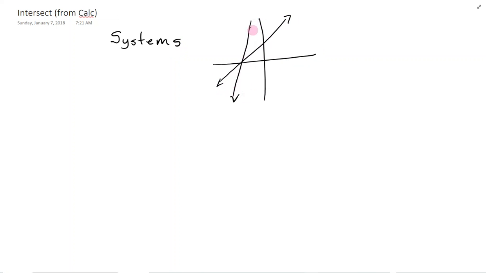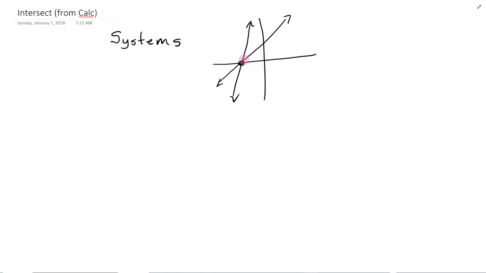In this video about the TI-83/84 calculator, we're going to find out how to find the intersection of two functions that have been graphed simultaneously in the calculator. You may remember doing this from an earlier math course where you worked with systems of equations, and you might have had linear systems, a line and another line, and you were tasked with finding the point of intersection.